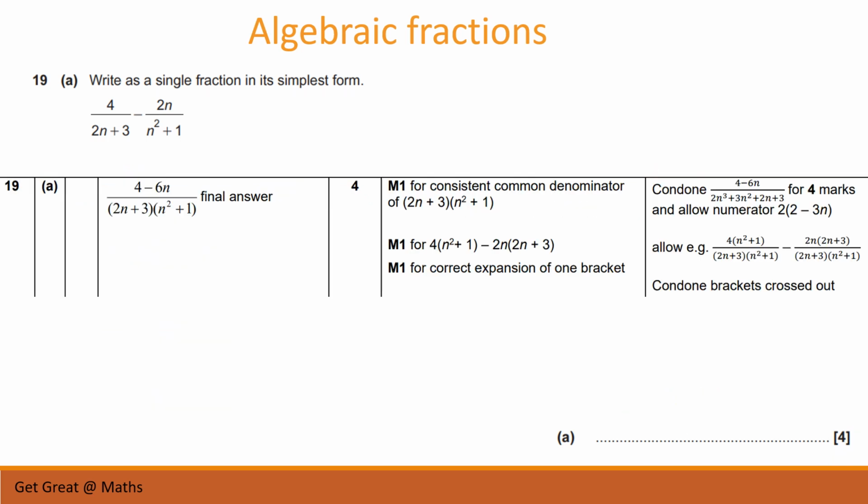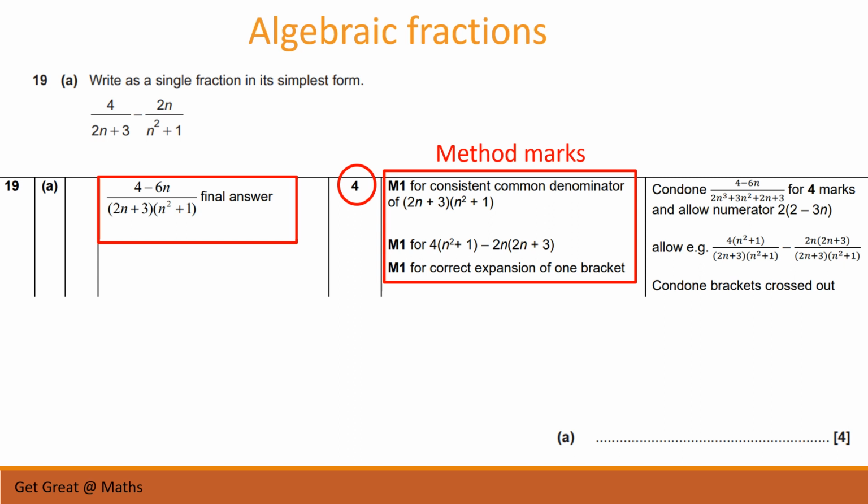The mark scheme for this question shows us the final answer is in the first red box you've just seen. There were 4 marks in total, and our method marks are here, showing you where the methods were coming from. And on the end, we've got guidance to give you a little bit extra information if you need any more information on that question.